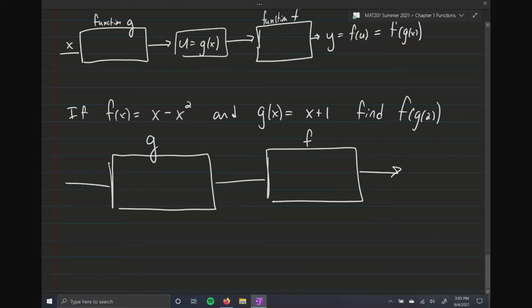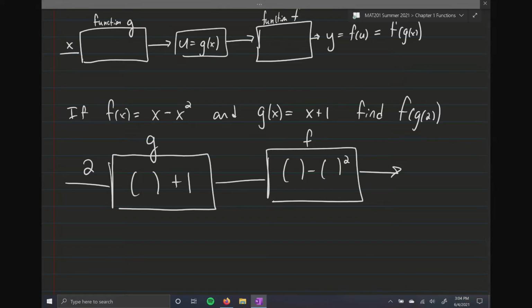g only knows how to do one thing. It knows how to take a value and add 1 to it. f also knows how to do only one thing. And that's, it takes the input and it's going to find the difference of the input minus the input squared. That's it. So for us, our input is going to be 2. So when we turn on the function machine or the calculator, the 2 goes down into the first machine, the first calculator. 2 plus 1 is 3. And then it goes right into the outside function, or the f function.